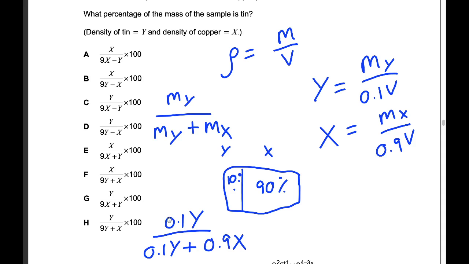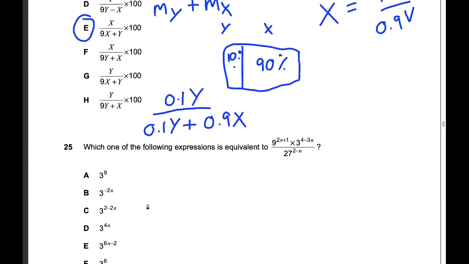Now I don't want to leave it in this form because that's not the form given there. If I times everything by 10, this would be y over y plus 9x, and that is option E. So the times 100 is just there to turn it into a percentage, not a fraction.